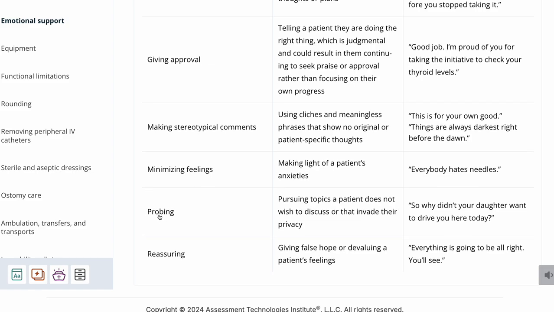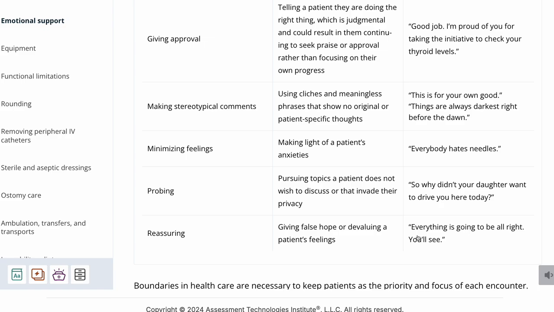Probing, we don't want to probe. Probing, so what did your daughter want to do today? Why is she coming here? What did she say she wants to do? Where's she taking you? You just stay out of it. That's probing, and that can be a little invasive.